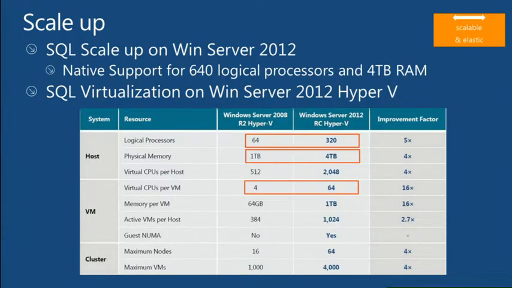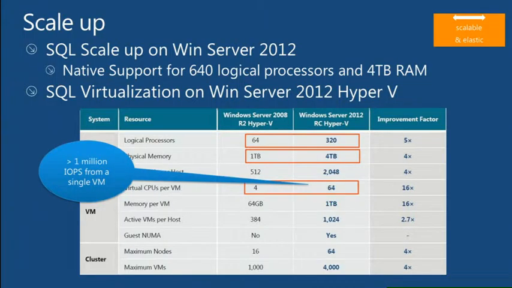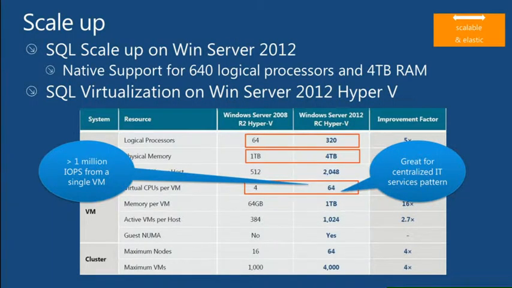A lot of good work happened between the SQL Server teams and Windows Server. And again, you saw this demo, like 1 million IOPS. This is something that we wouldn't have even imagined. Just the combination of the hardware bleeding edge as well as the software changes is enabling us to get this kind of performance. And again, this is a great feature for you to think about if you're thinking about large VMs running mission critical systems, which is the centralized IT services pattern.